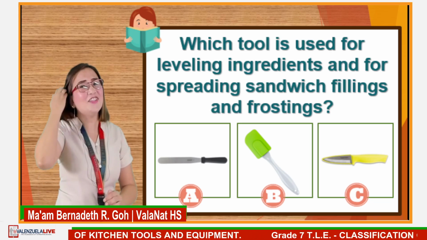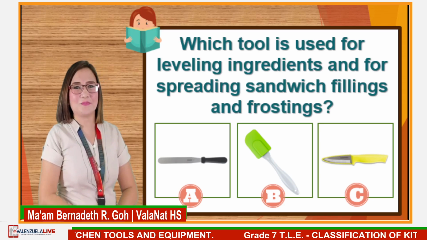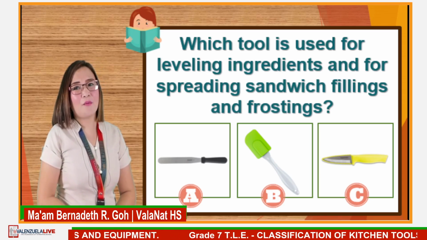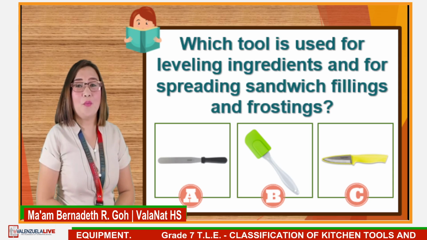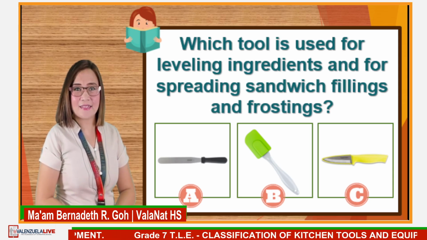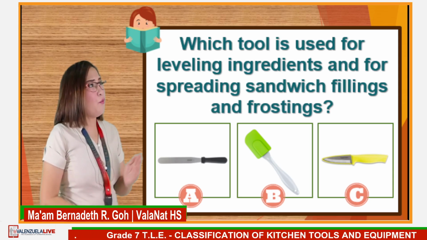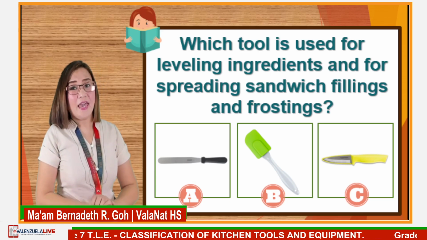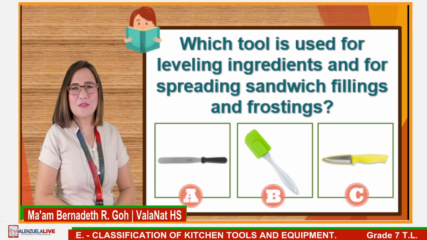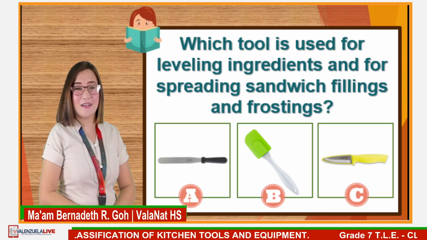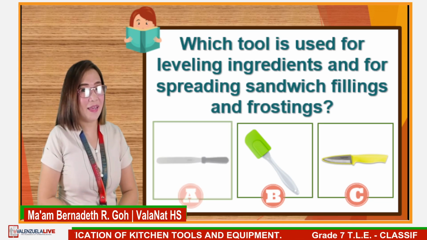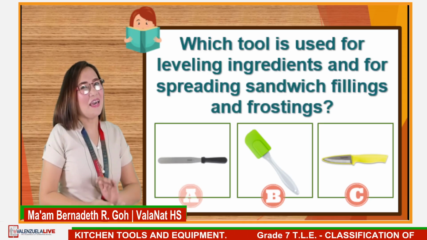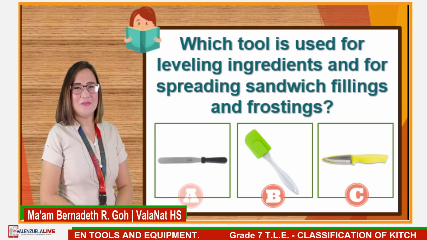Very good! You are right! We can still use a fork as our alternative for whisking. Next, which tool is for leveling ingredients and for spreading sandwich fillings and frostings? The answer is A, spatula.